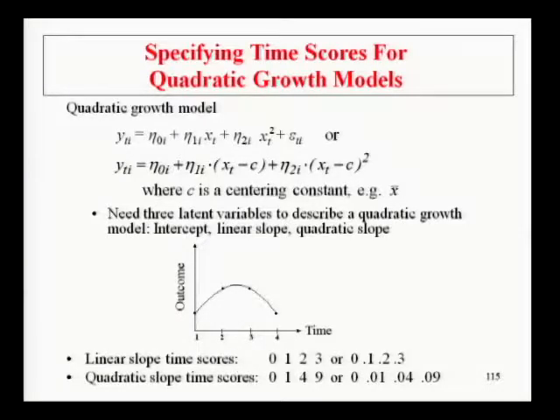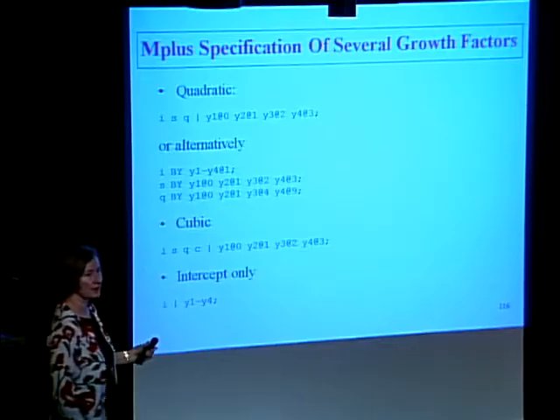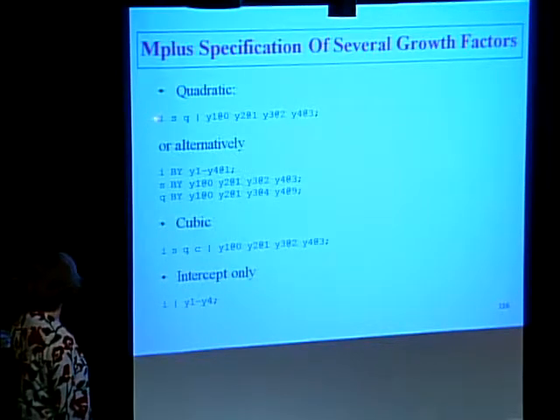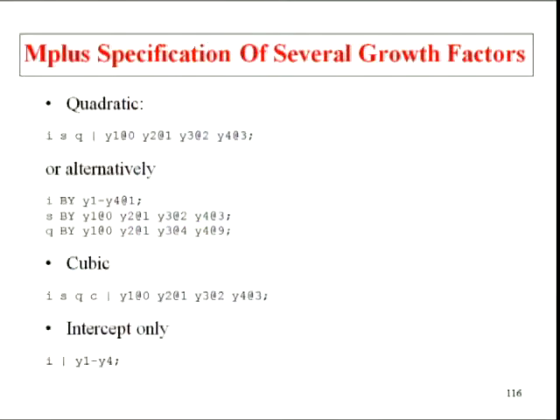So here we have our linear slope, where the time scores are 0, 1, 2, and 3. And it's very simple to create the time scores for the quadratic growth factor. You just square the linear growth factor time scores. So 0, 1, 4, and 9.